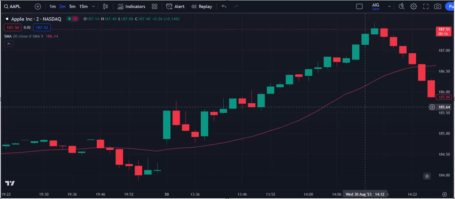Hey guys, we've been talking about Apple in Discord the past couple of days and how strong the stock is. And I just wanted to show you how you can enter, especially for scalps, but even for a little longer term hold, a stock that is trending higher.